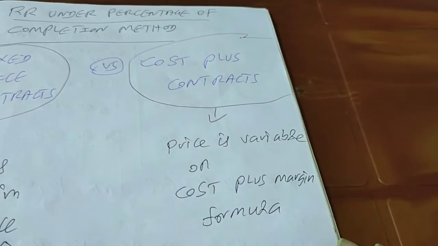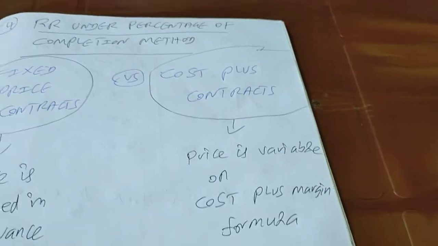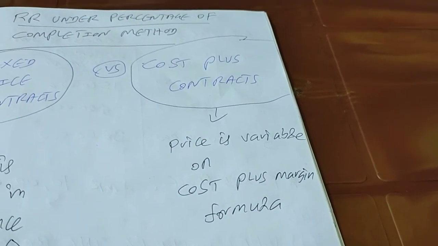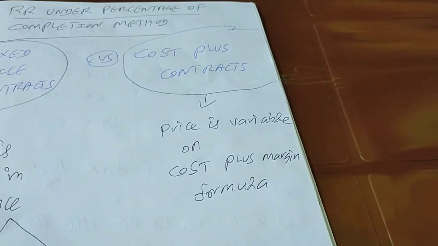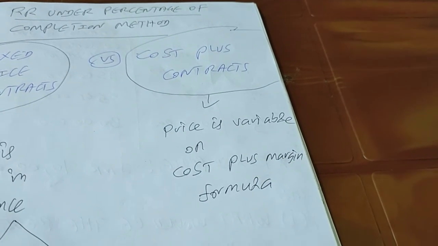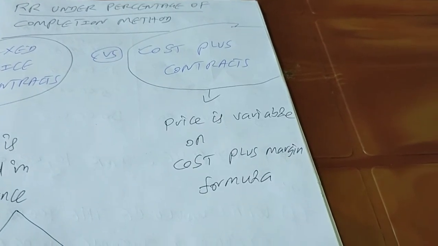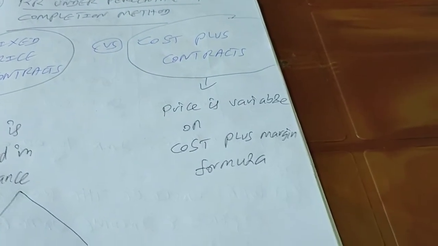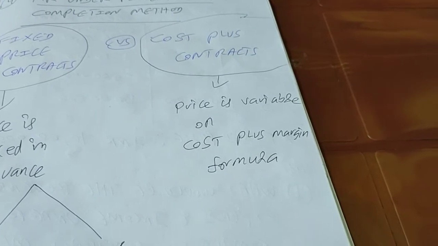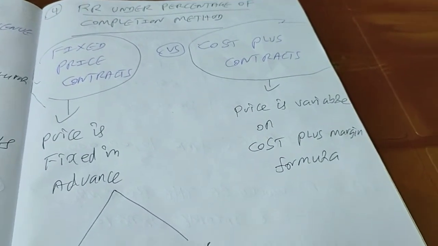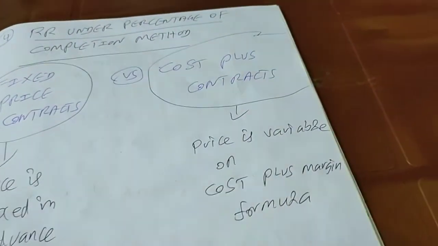Okay, that is fixed, minimum price. For example, I can say that the price is going to be 5 crores, right? Plus whatever cost I am going to incur, plus whatever is going to be the profit margin I am going to add upon. So this is a variable price contract wherein the price is fixed on a formula. It is basically known as cost plus reimbursement or cost plus margin formula.